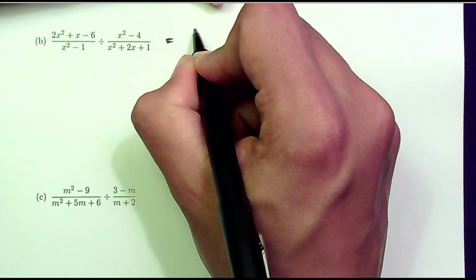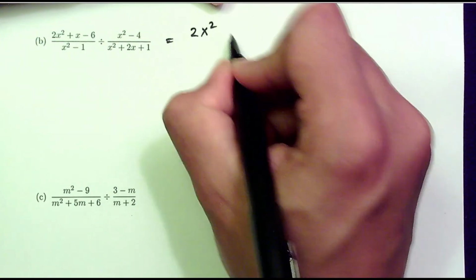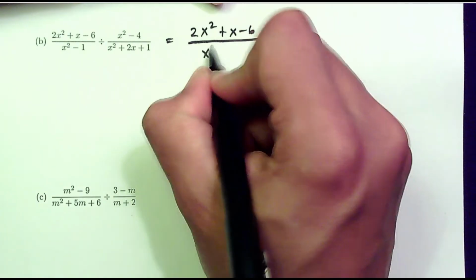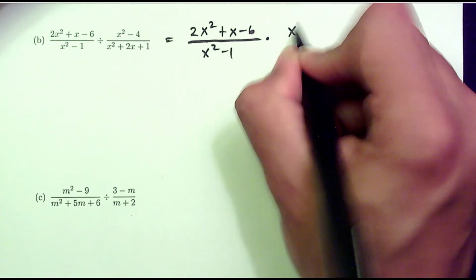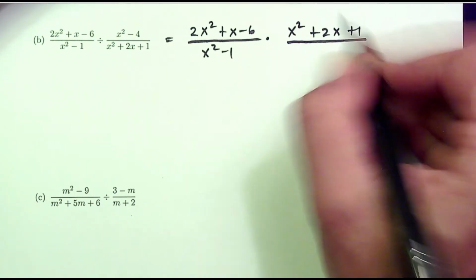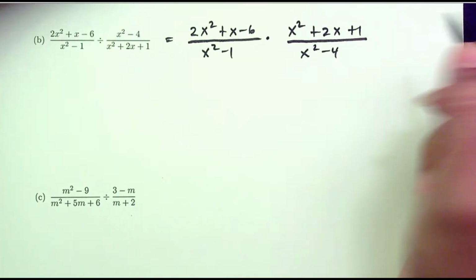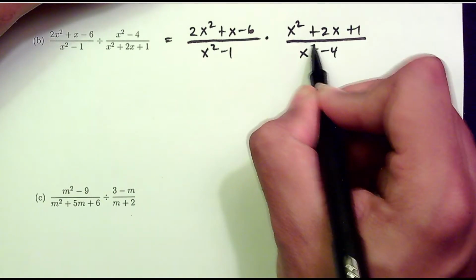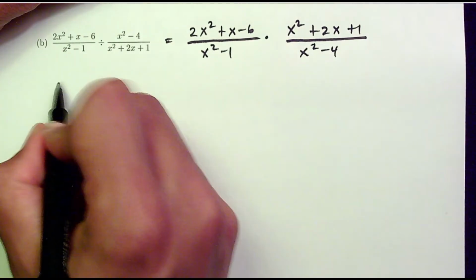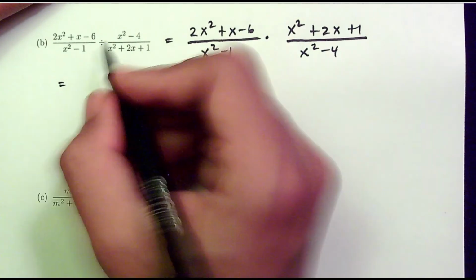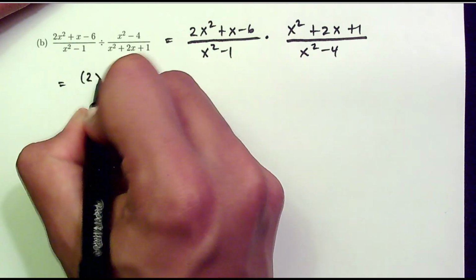Dividing is the same as multiplying, but by the reciprocal. So 2x squared plus x minus 6, all that over x squared minus 1, times, and then the reciprocal of that one, flip this one, x squared plus 2x plus 1 over x squared minus 4. All right, and now this is multiplication. You can just multiply across, but don't FOIL, just write it all as a single big fraction.